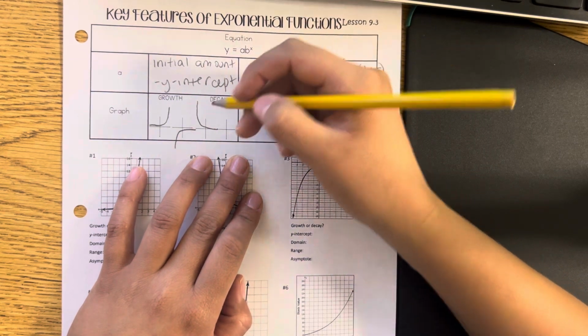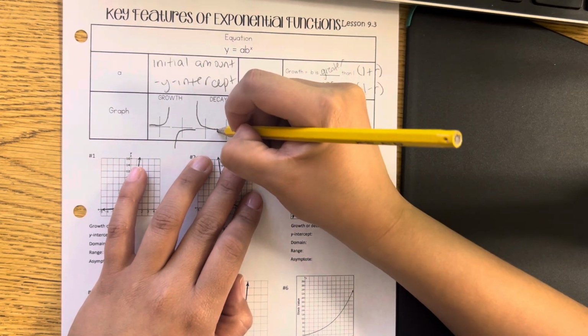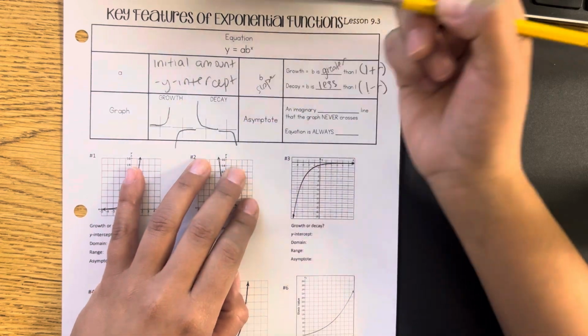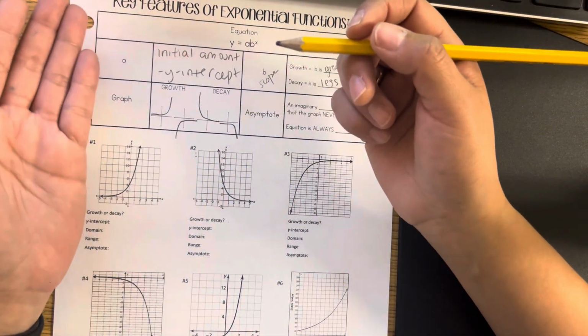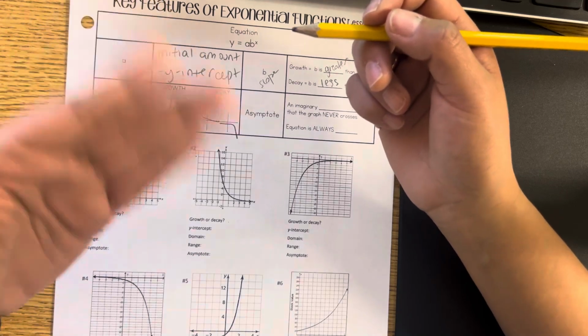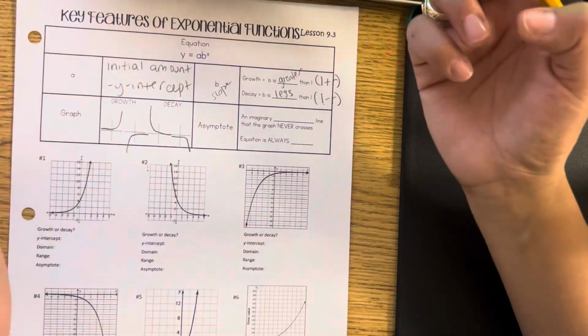And then the other type you might see is whenever it starts out flat underneath the x-axis and then shoots down. So decay, growth versus decay. Growth means increase, so it looks like it's going upwards. Decay means it's going down. Similar to slope in a way.